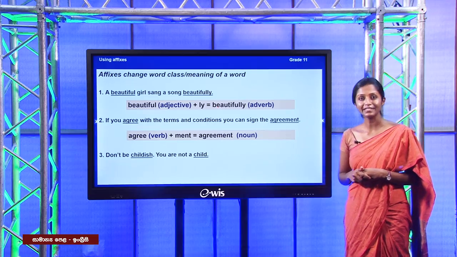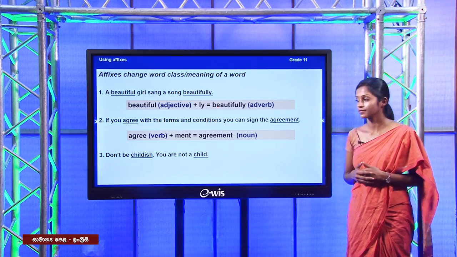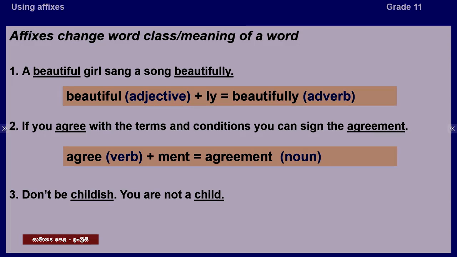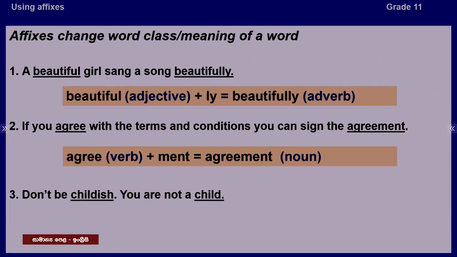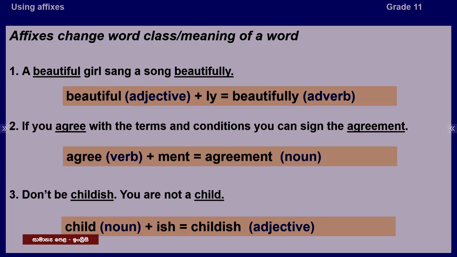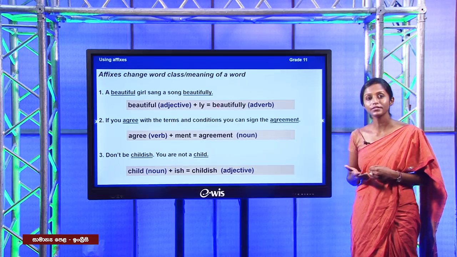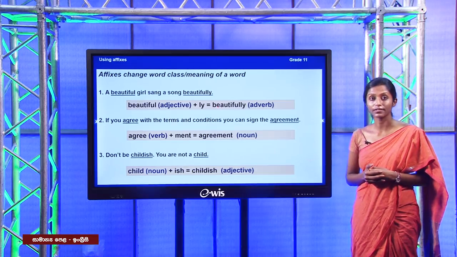I'm sure the third one will be easier for you as we have already discussed the first and the second ones. Let's read the third one. Don't be childish. You are not a child. Childish and child. What are the word classes these two words belong to? If you think carefully, what are the word classes these two words belong to? Let me check the answer. As you all know, child is a noun and then we add ish. It becomes an adjective. So this is also a change of word class. But remember, when the word class changes, the meaning also changes.